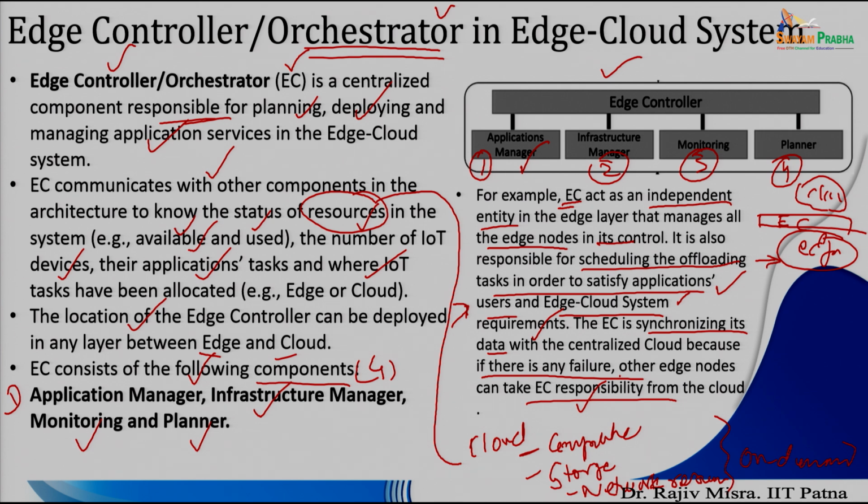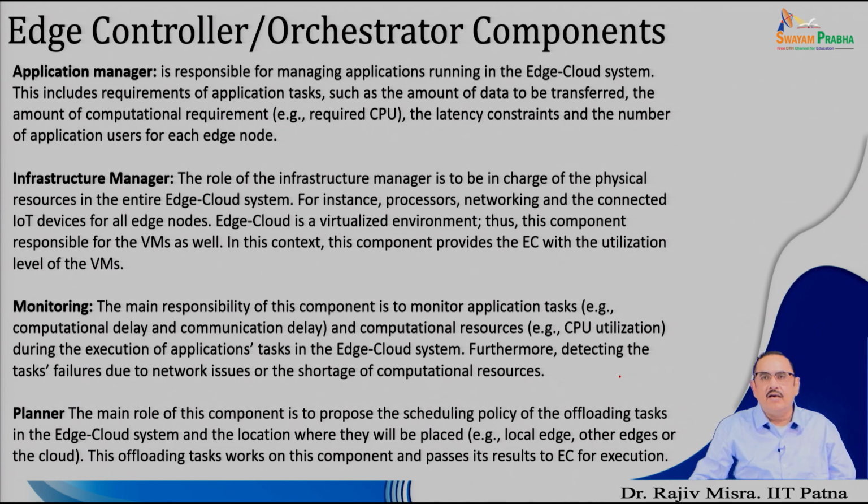So, that was the positioning of the edge controller, or the involvement of the edge controller in bringing up the edge cloud system. Now, let us see the details of all these 4 components of an edge controller. The first one is called the application manager. The application manager is responsible for managing the applications which are running in the edge cloud system. This is one of the most important, high level managers dealing with the applications which are running in, or often using, the edge cloud system.